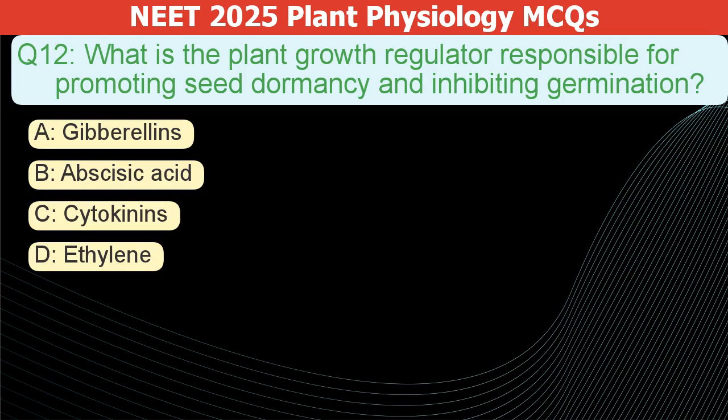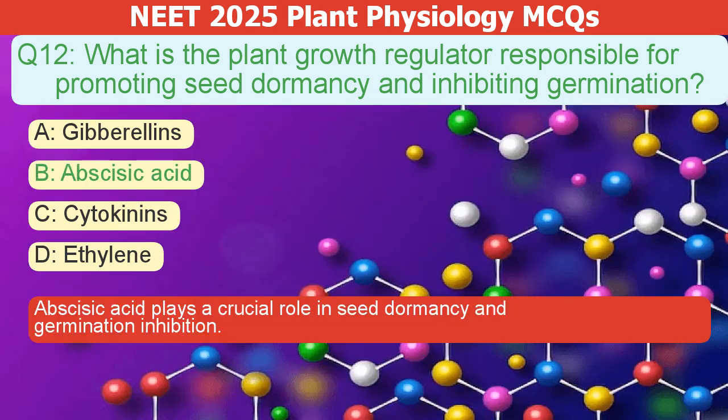What is the plant growth regulator responsible for promoting seed dormancy and inhibiting germination? A. Gibberellins. B. Abscisic acid. C. Cytokinins. D. Ethylene. The correct answer is B. Abscisic acid plays a crucial role in seed dormancy and germination inhibition.